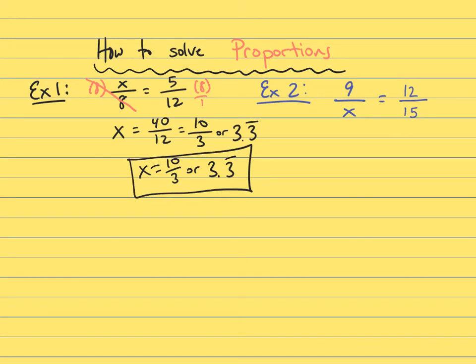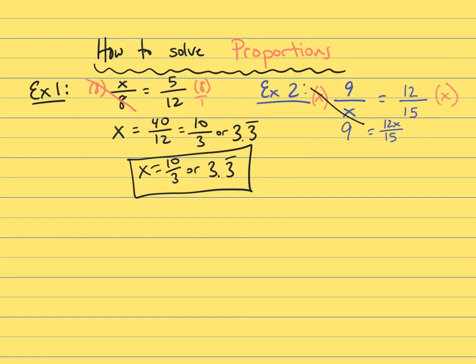Now let's look at example 2. In this case, I also have the variable on the left side, and I'm also going to multiply by the denominator, which in this case is the variable. So I'm going to multiply both sides by the variable x. When I multiply the left side by x, the x's cancel out, and I'm left with 9. And on the right side, I'm left with 12/15 times x, or the same thing as 12x over 15.